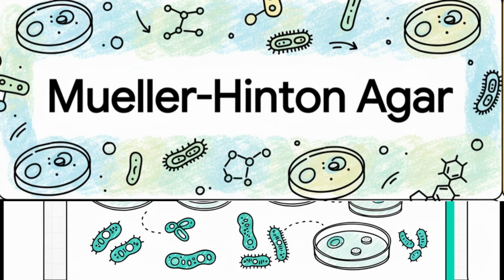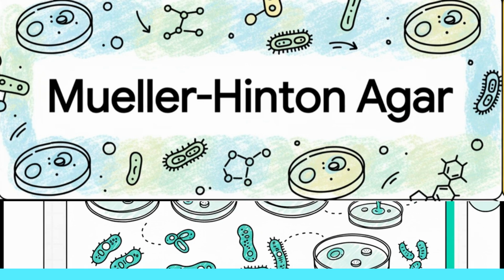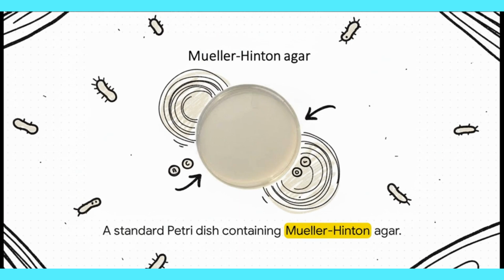Mueller Hinton Agar. It might just look like a simple plate of jelly, but believe me, it's one of the most important weapons we have in the entire field of microbiology. So take a look at this. What you're seeing here is literally the gold standard for what's called antimicrobial susceptibility testing. This petri dish is ground zero for figuring out which antibiotics are going to work against a specific bacterial infection. And, just as importantly, which ones won't.